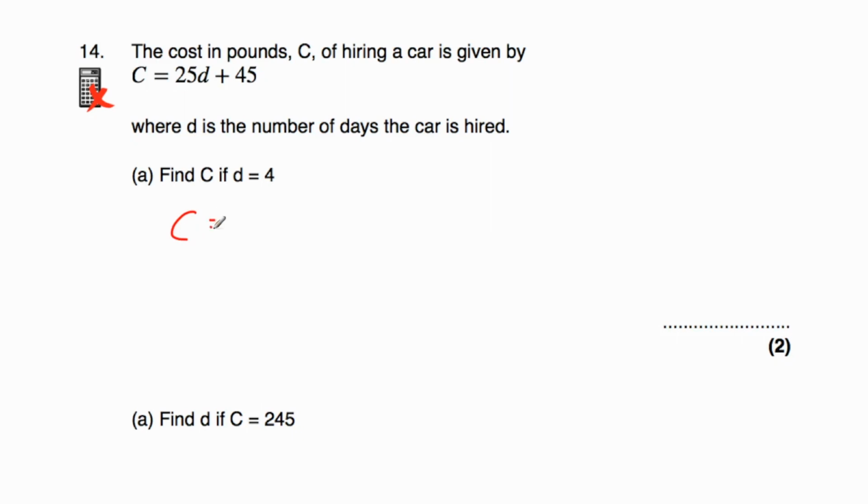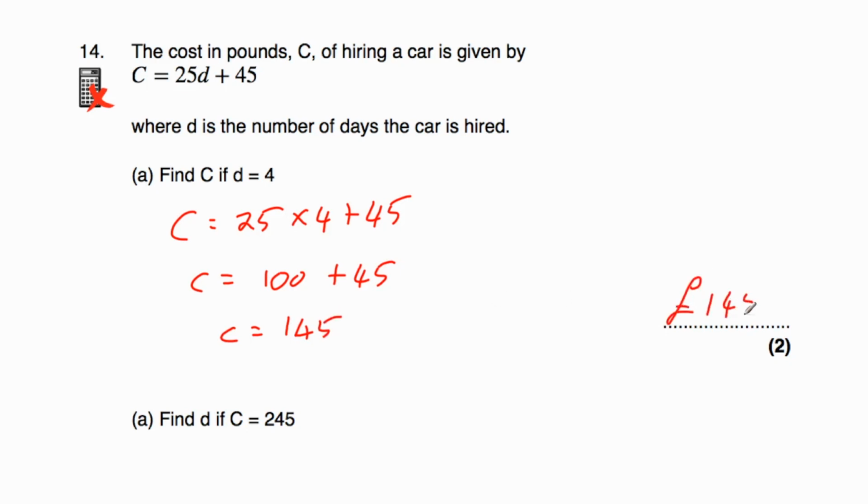So we're going to do C is equal to 25 times D, so it's going to be 25 times 4 plus 45. So the cost would be 25 times 4, which is 100, plus 45, and 100 plus 45 is equal to 145. So that means the cost of hiring the car for 4 days would be £145. And let's just check it. 25 times the number of days, 25 times 4 is 100, plus 45, £145.